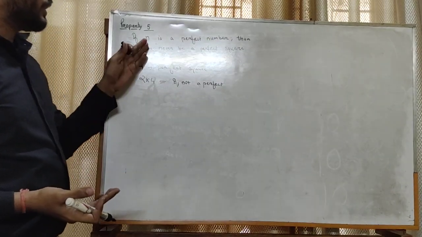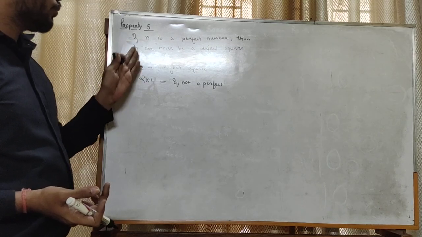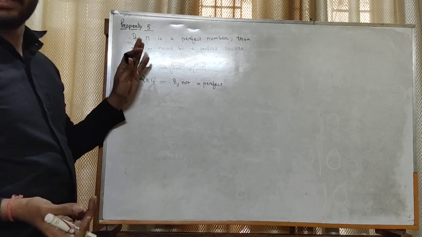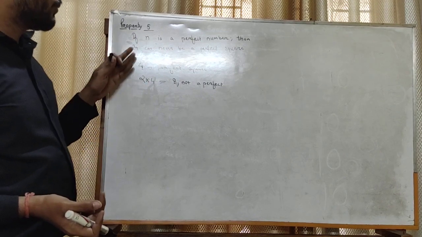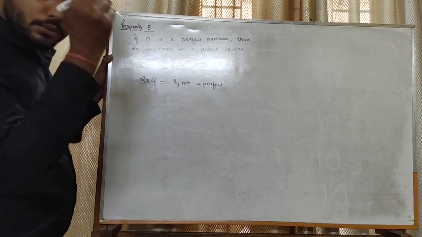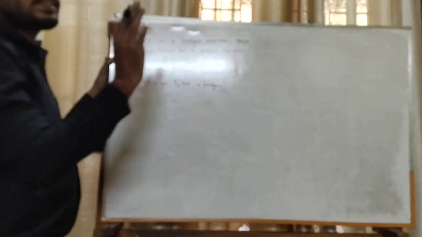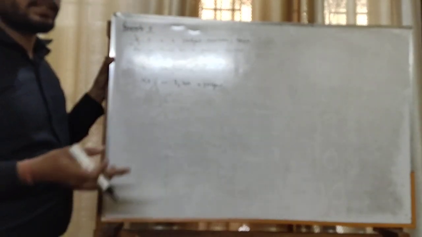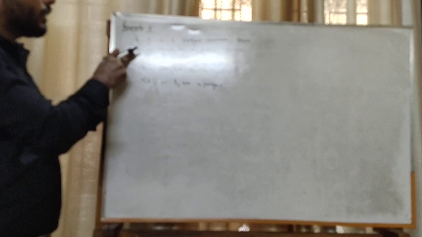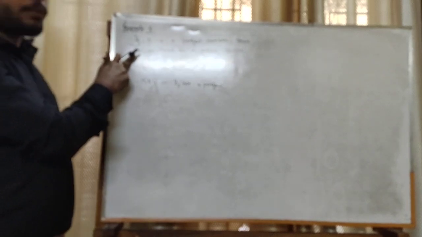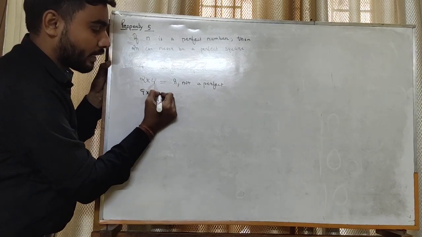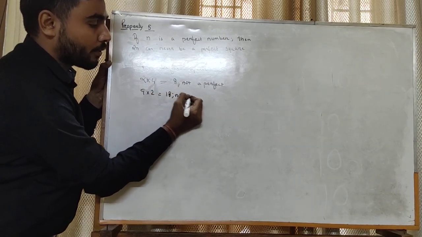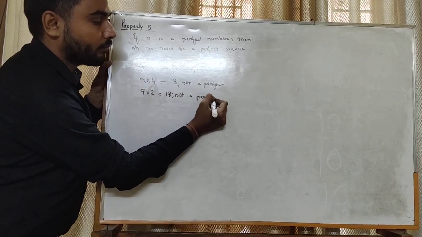Okay, so n can be 1. If it is 1, 2 into 1 is 2. 2 is not a perfect square number. If n is a perfect square number, 1 is a perfect square number, next perfect square number is 4. So 2 into 4 is 8. 8 is not a perfect square number. Next perfect square number is 9. 9 into 2 is 18. Not a perfect square number. Understood?